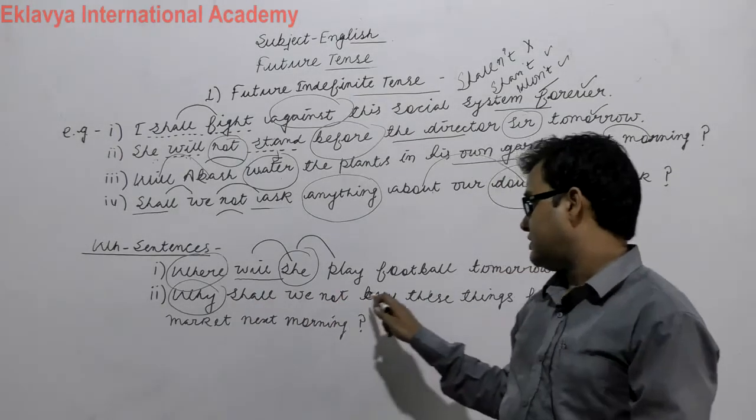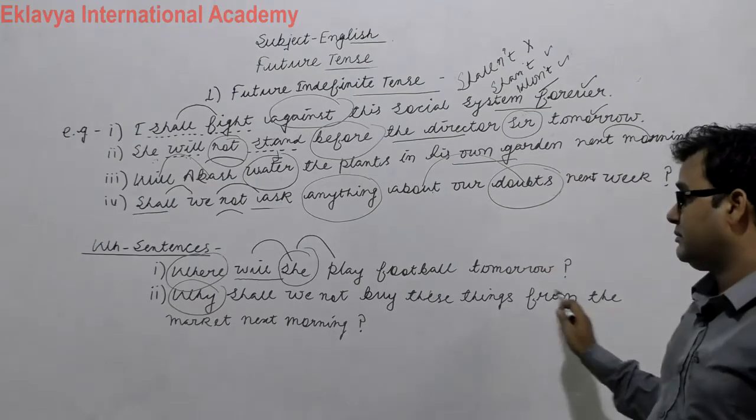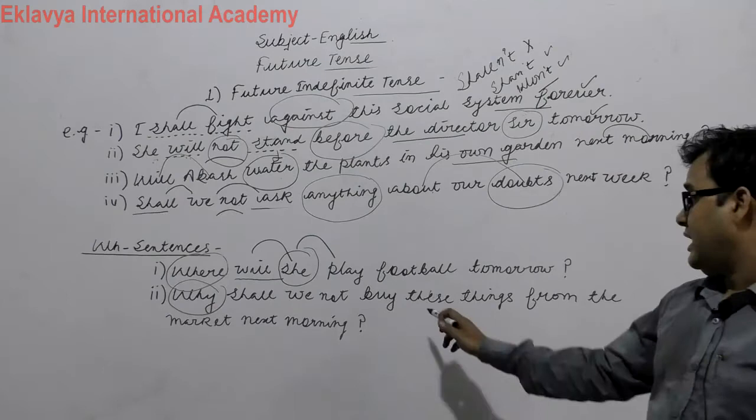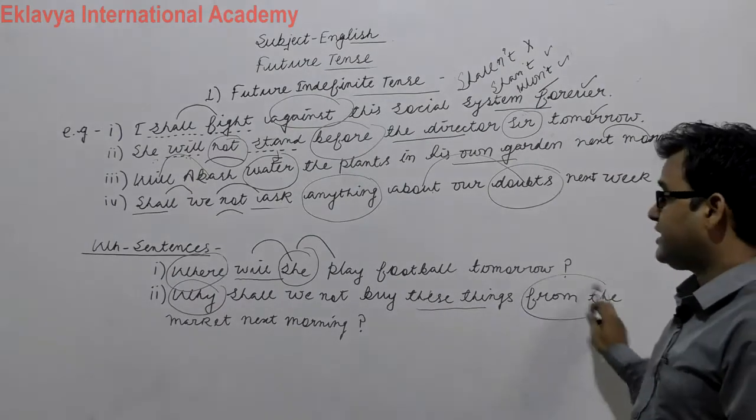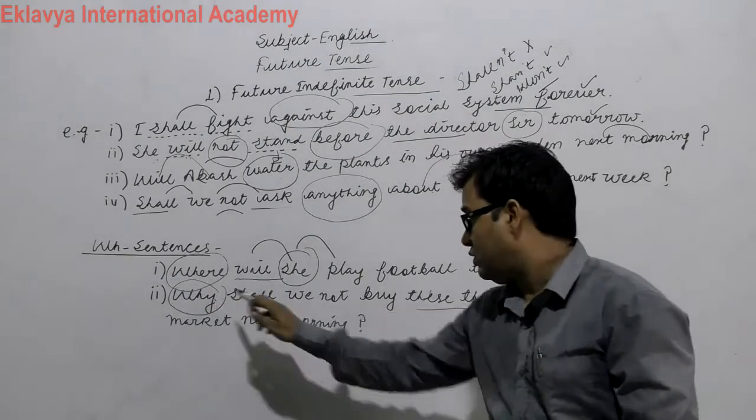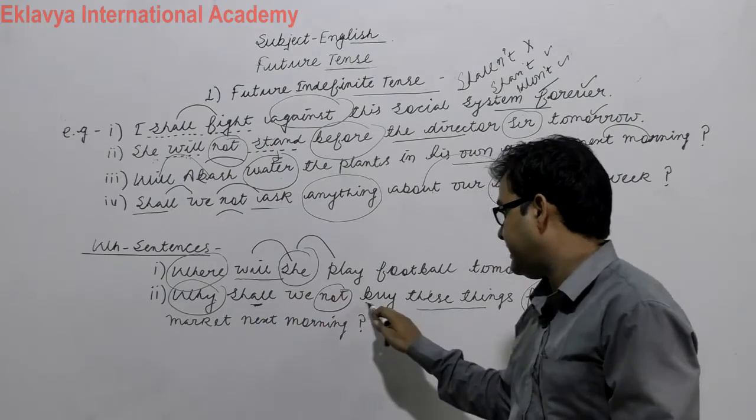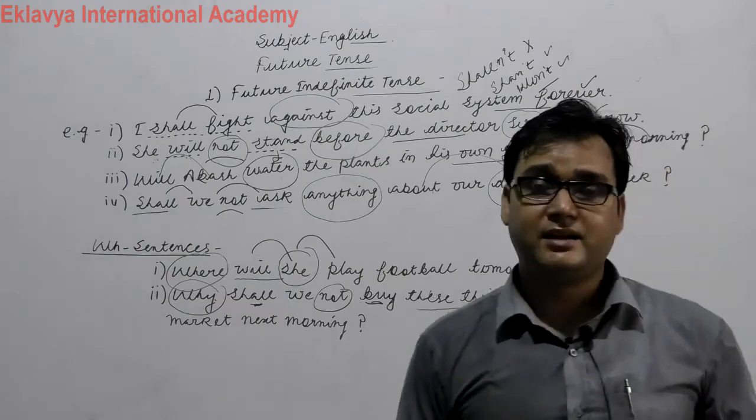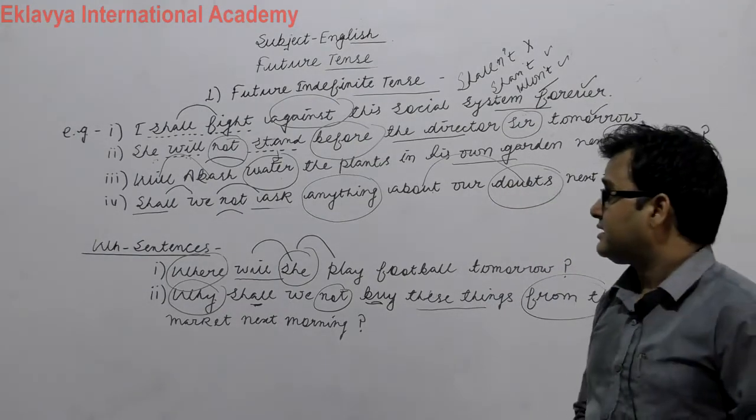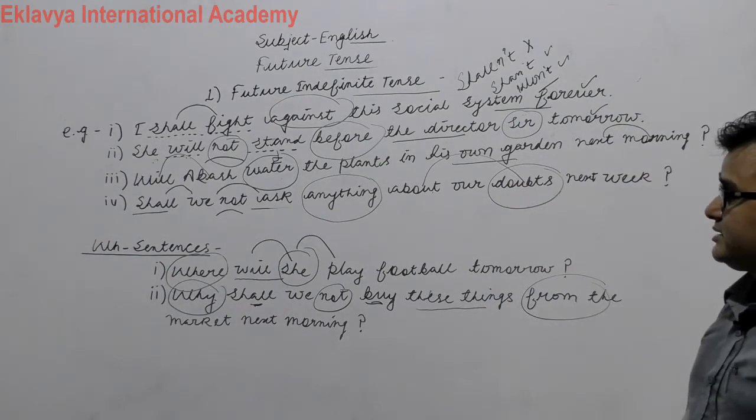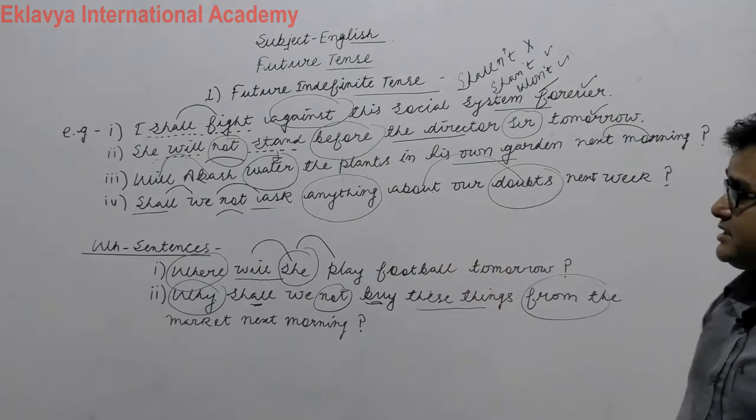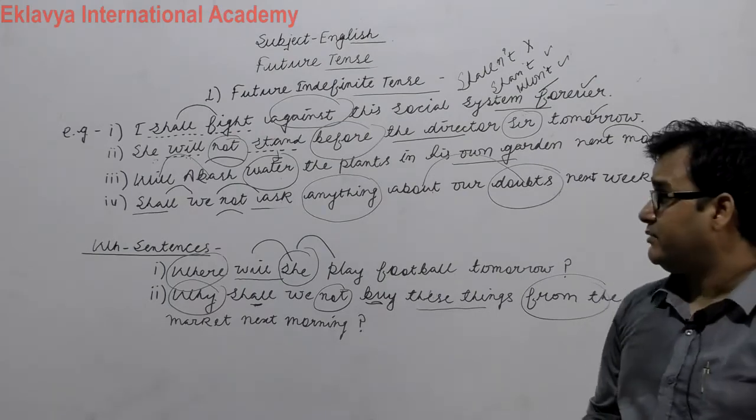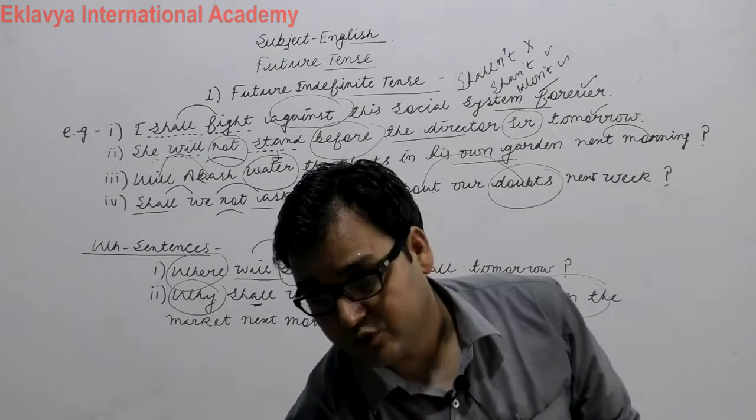Why shall we not buy these things from the market next morning? कि कल सुबह जो है, अगली सुबह जो है, हम इन चीज़ों को जो है मार्केट से क्यों नहीं खरीदेंगे? क्यों नहीं खरीदेंगे? shall यहाँ पर है and will and shall is the symbol of future tense. Is it clear? If there is a question or basically some more examples, you can write down some more examples with the help of helping verbs like will and shall, and the main verb is first form. Main verb is first form. It's all about the future indefinite tense.